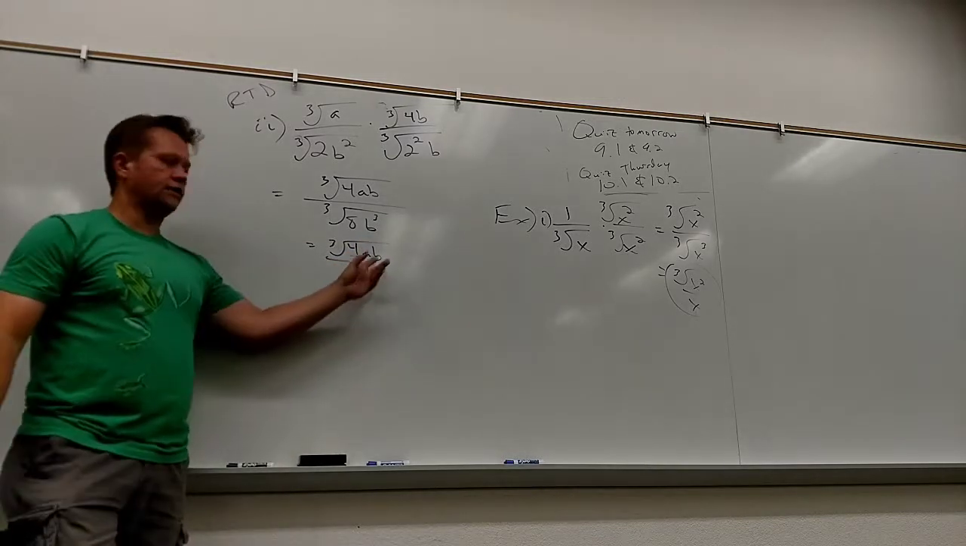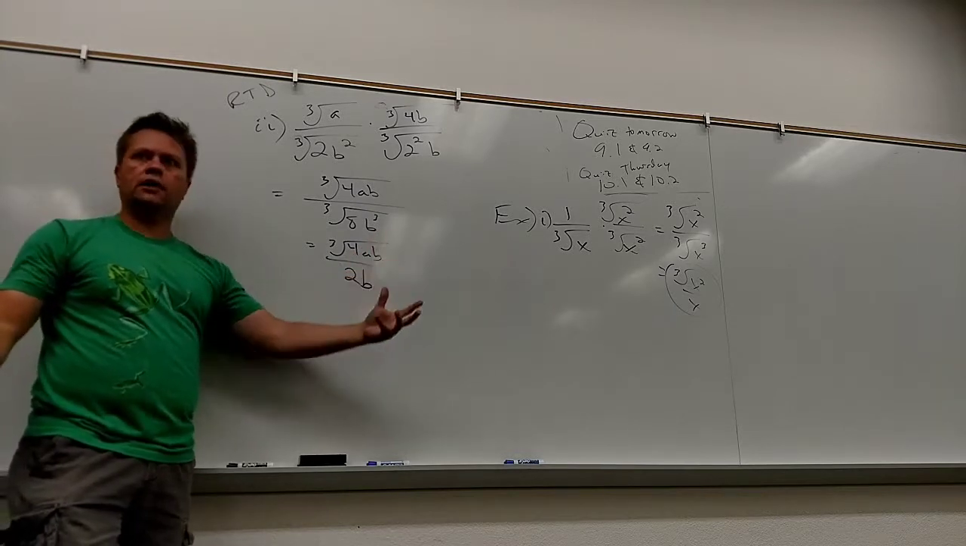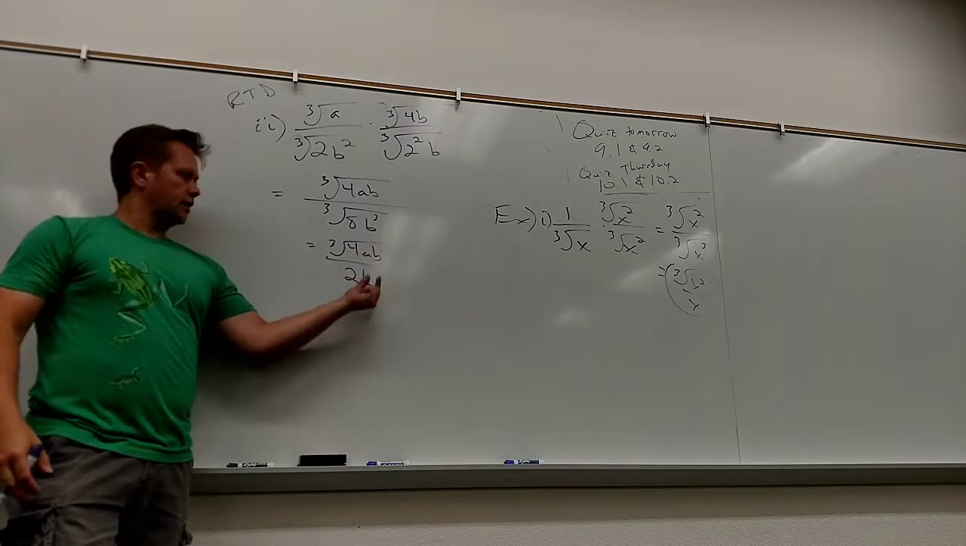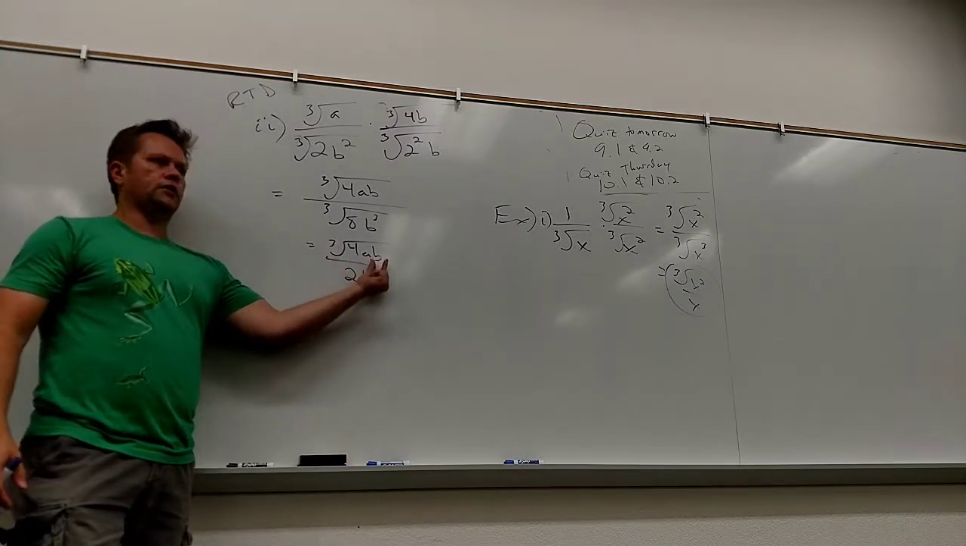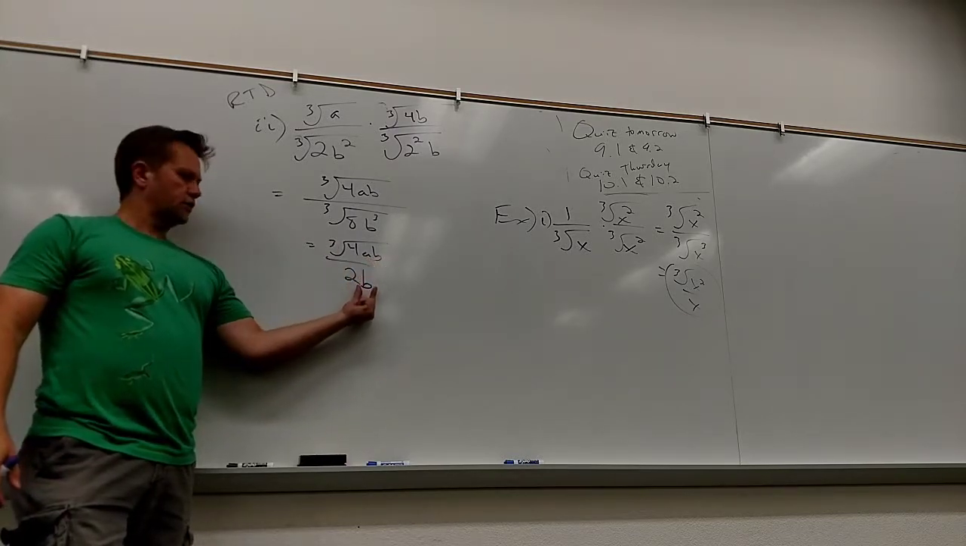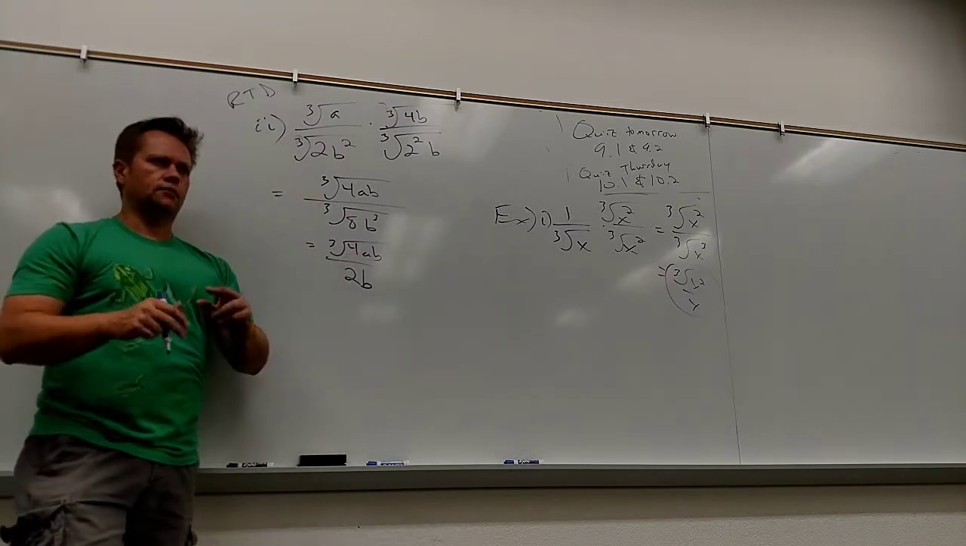Now, why can you not do that? Why can't I kill those b's? There's one on top, one on the bottom, Jeff. No, there isn't. Why can't I kill the b's? Yeah, it's a cube root of b. They're not under the same root, so you can't combine them. You can't, in this case, cancel them.